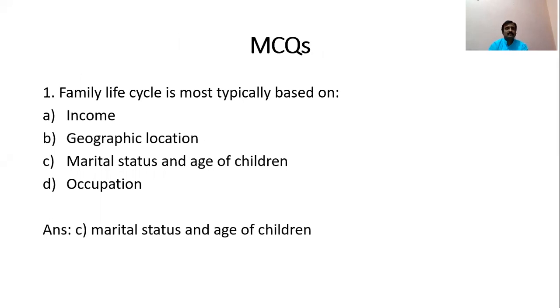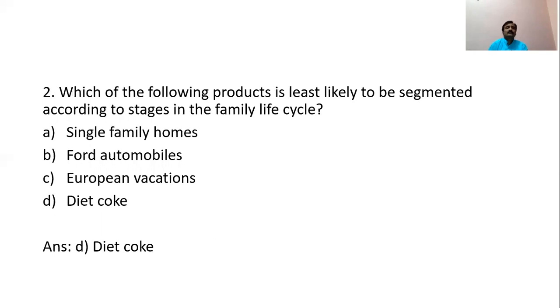The first question is, family life cycle is most typically based on income, geographical location, marital status and age of children, and occupation. Income, geographical location and occupation are not connected with family life cycle. Family life cycle is purely connected with marital status and age of children. Hence the answer is C. Which of the following products is least likely to be segmented according to the stages in the FLC? Single family homes, Ford automobiles, European vacation, Diet Coke. According to family life cycle, the least importance is given to Diet Coke. So the answer is Diet Coke.